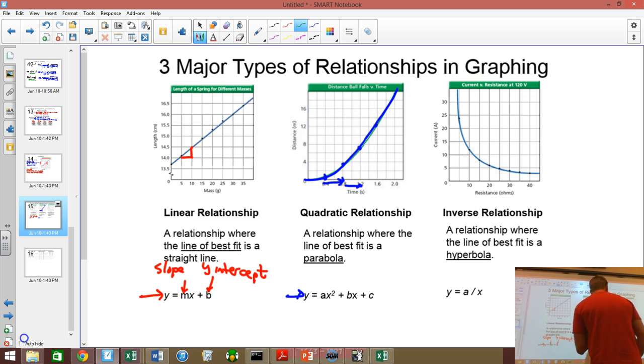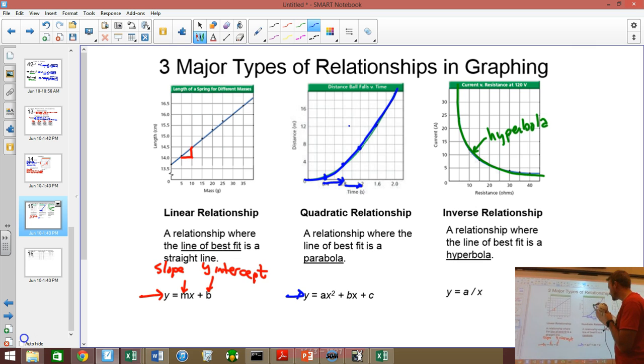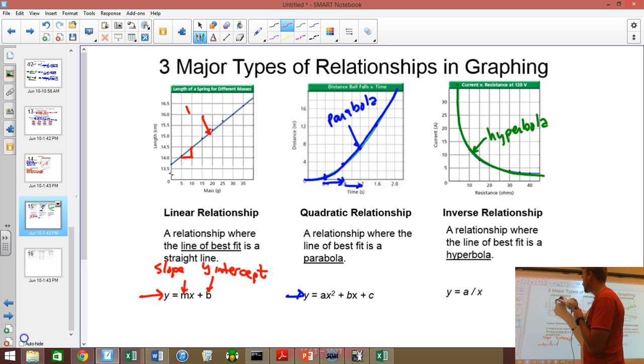And the last one is an inverse equation. We call this shape right here a hyperbola. The shape right here is a parabola. And this shape right here is a line. Now, in a hyperbola, it's getting closer and closer to this line, but will never actually touch it. We call this line an asymptote.